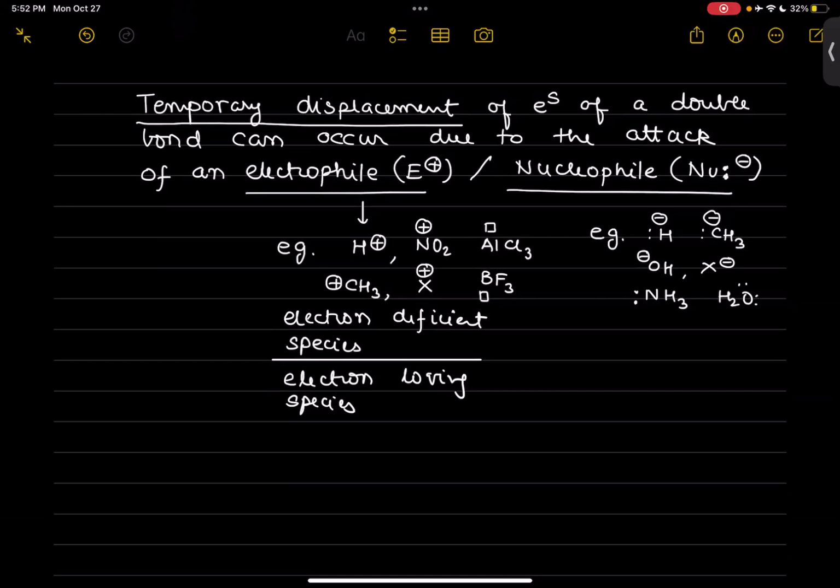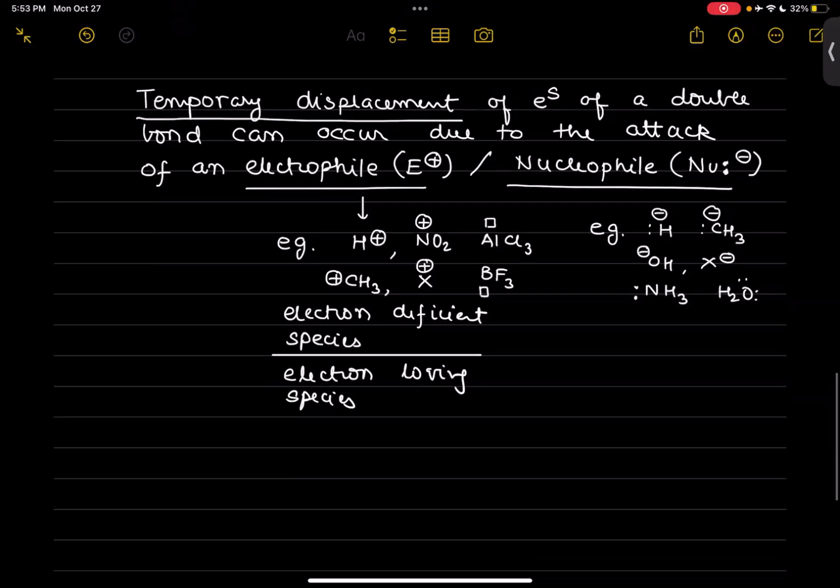Can you explain nucleophile again? Yeah, nucleophiles are neutral molecules or those species which carry extra electrons, which they can share with other molecules. Got it? Okay.